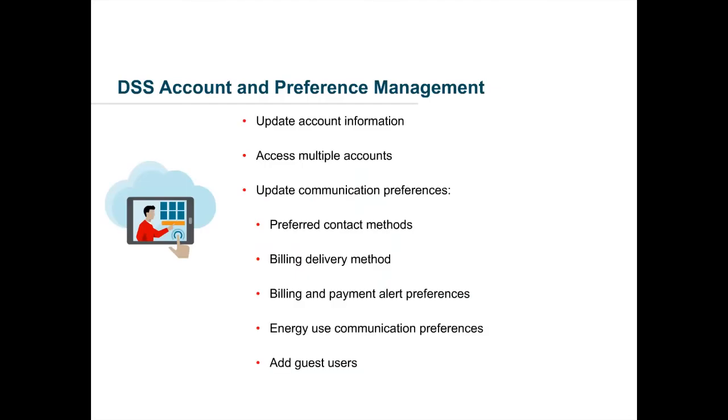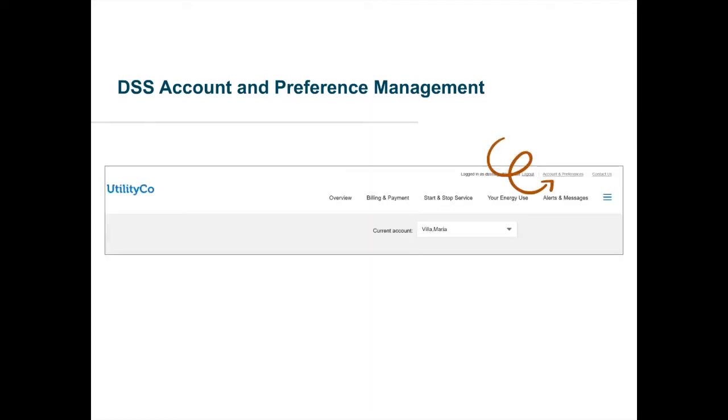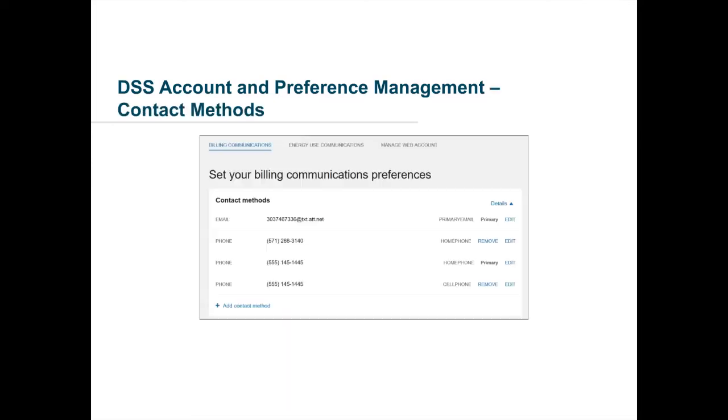Customers can use DSS transactions to update their account information online. If a customer has multiple accounts, they can select the account they want to update. Customers can also update their communication preferences, which include setting preferred methods of contact, defining billing delivery methods, setting up billing and payment alert preferences, setting energy use communication preferences, and adding guest users. To access this module, customers click on the Accounts and Preferences link at the top right of their screen.